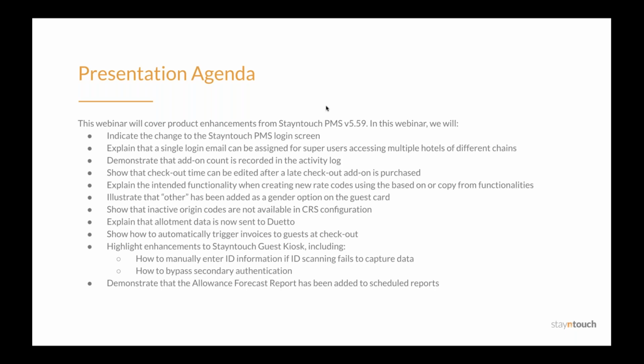data is now sent to Duetto, show how to automatically trigger invoices to guests at checkout, highlight enhancements to Stayntouch Guest Kiosk, including how to manually enter ID information if ID scanning fails to capture data, and how to bypass secondary authentication. And finally, we'll demonstrate that the allowance forecast report has been added to scheduled reports.